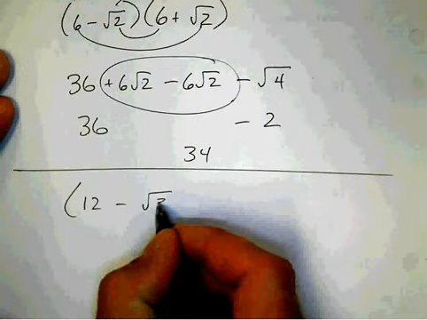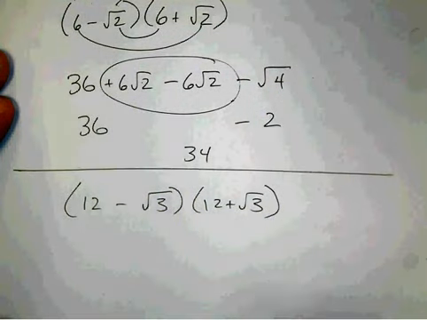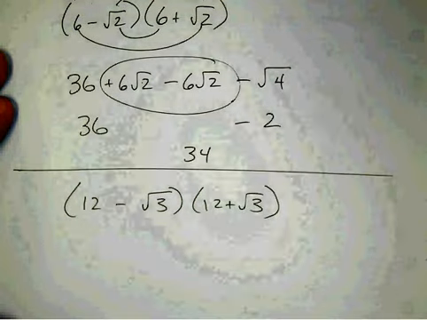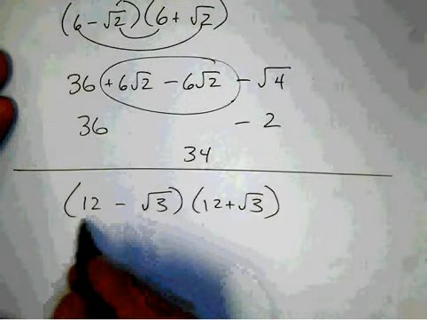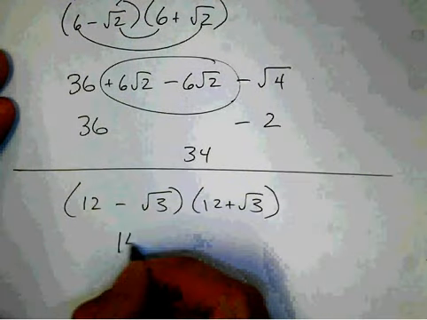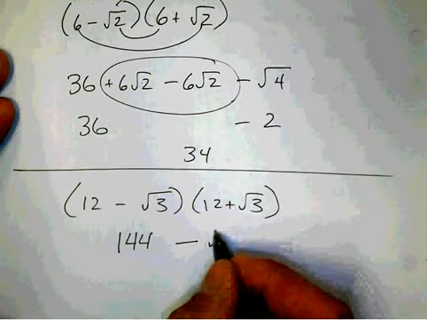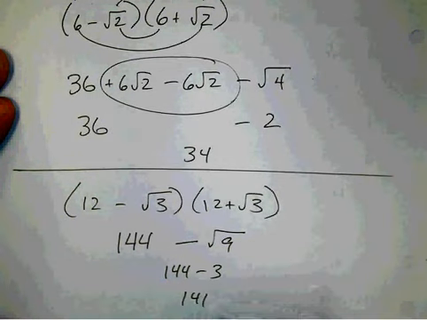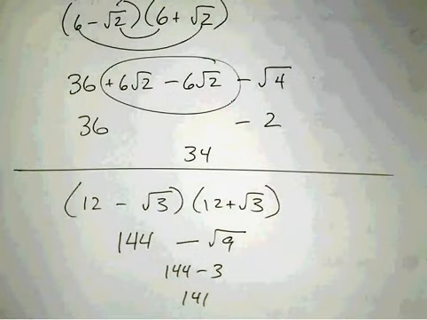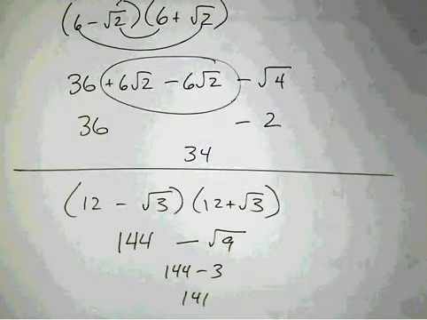12 minus root 3, 12 plus root 3. What do you know about the O and the I of FOIL? For conjugates, do we even need to do them? Okay, so what's 12 times 12? 144. What's root 3 times root 3? Minus root 9. So 144 minus 3, 141. It's always going to work that way if you're multiplying what together? Yeah, conjugates. They have to be conjugates.